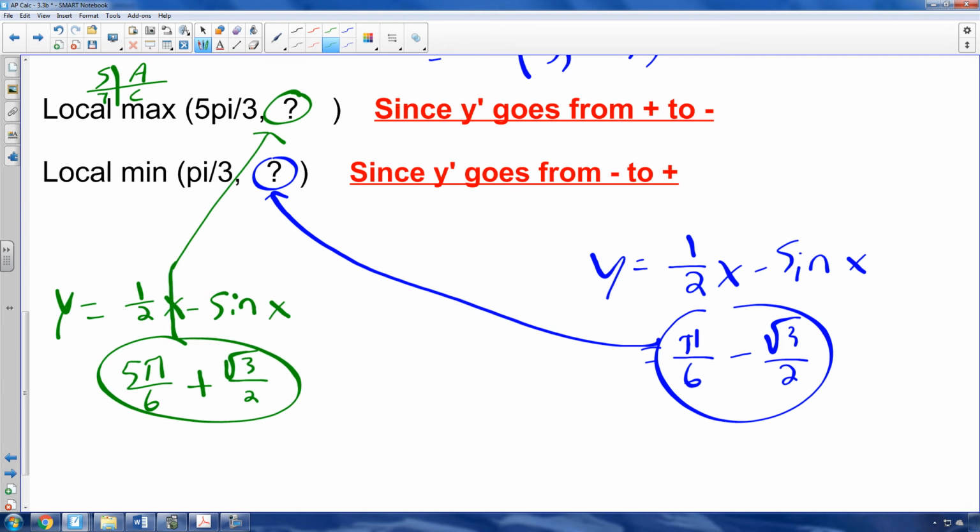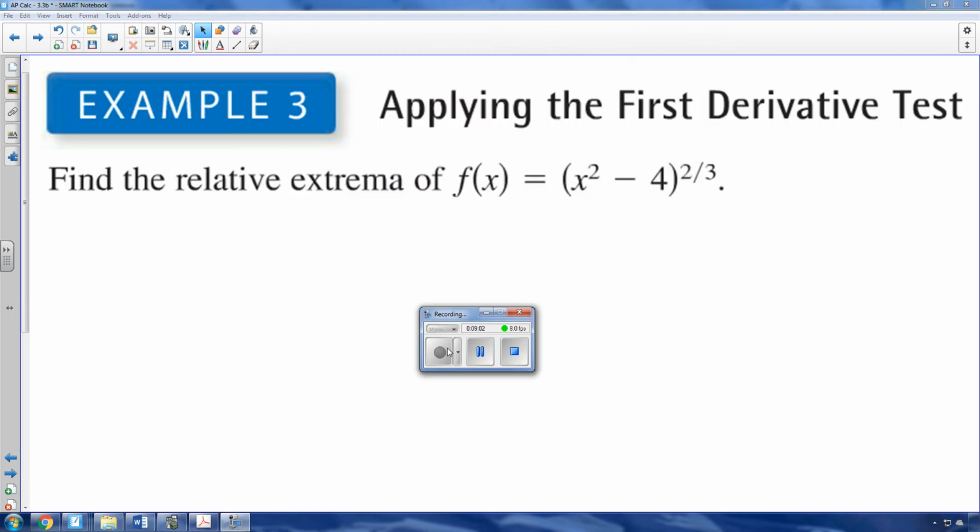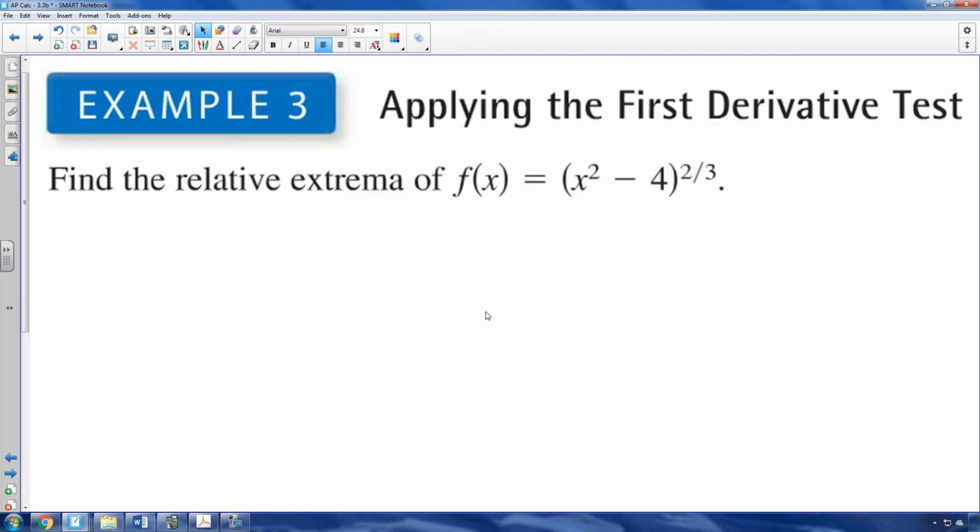You can see that it's clear that the green is higher than the blue, right? It makes sense logically. So that's our local max, the green point, which is 5 pi over 3, comma, that mess right there. And then the local min is pi over 3, comma, the blue mess. All right, so we were pretty thorough and we went through that in a lot of detail. But now I'm just going to talk about a couple more problems where we're finding relative extrema. So what I want to do is analyze this problem right here, okay? Let's check it out.